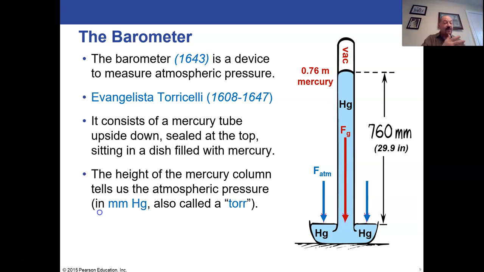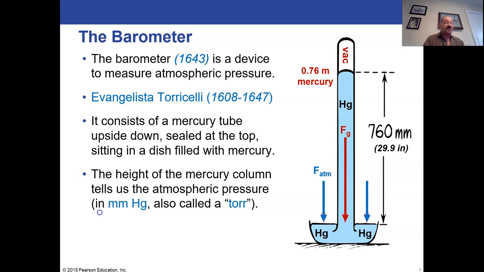And the millimeter of mercury unit, which is used especially by chemists to measure atmospheric pressure, is also called the torr, named after Evangelista Torricelli. So it was named in his honor. So millimeter of mercury and torr are exactly the same unit. And 1 atmosphere pressure is defined as 760 millimeters of mercury, or 760 torr.